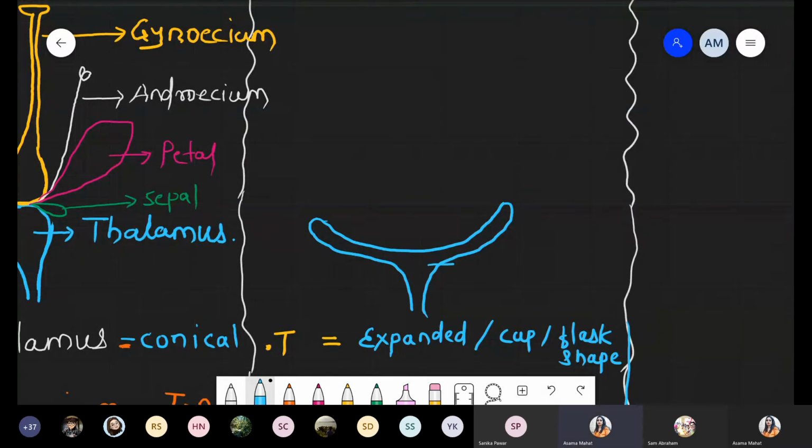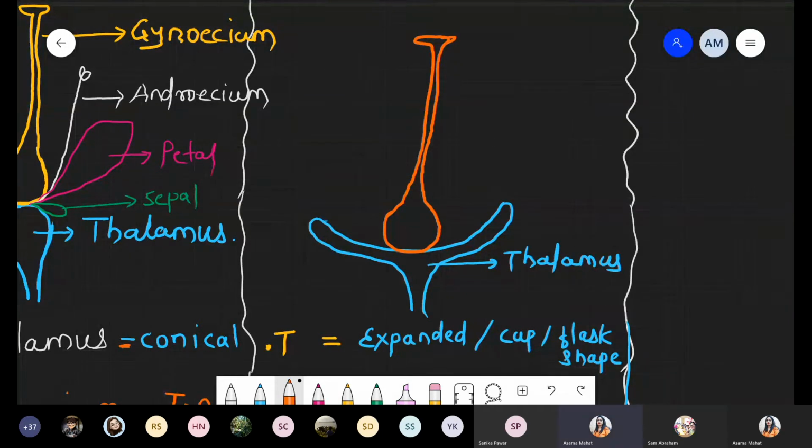Okay. So now this part, these are the part of this thalamus. Expanded. See the changes between the first diagram and the second diagram. Expanded it, right? Now what happened? Where is the ovary present? Now this ovary is half inferior. What is the meaning of half inferior? Now that half ovary is inside this thalamus, and the remaining portion is present above this thalamus.